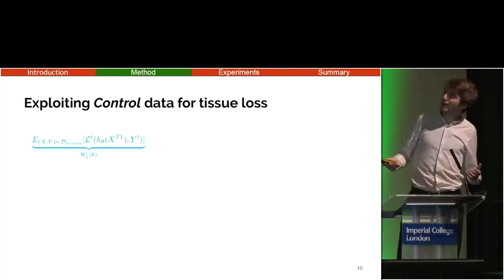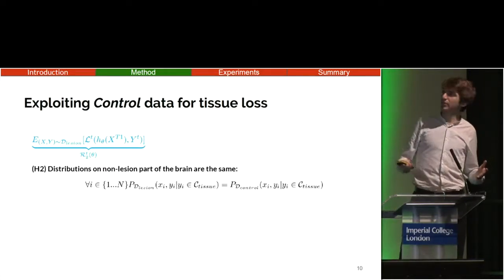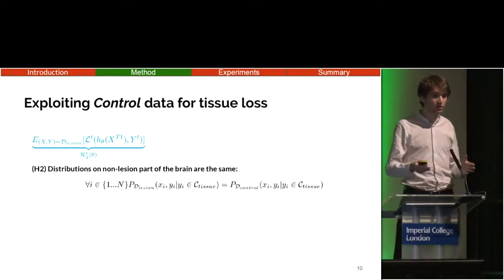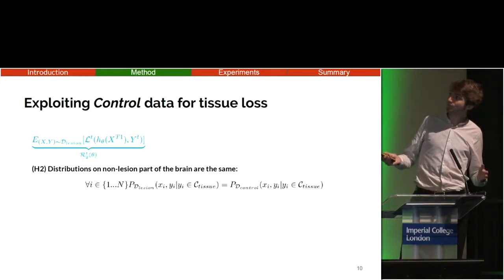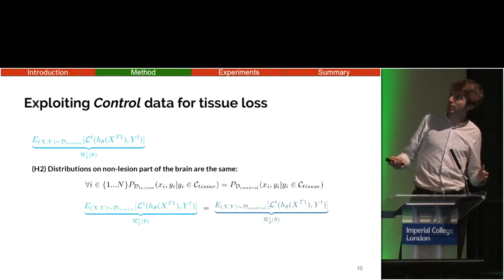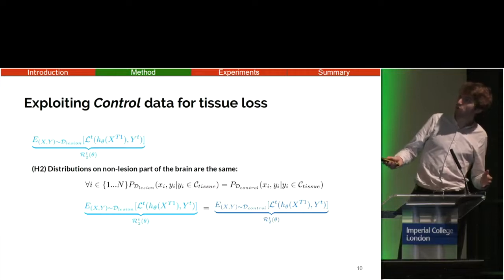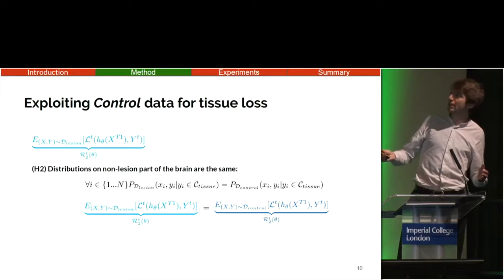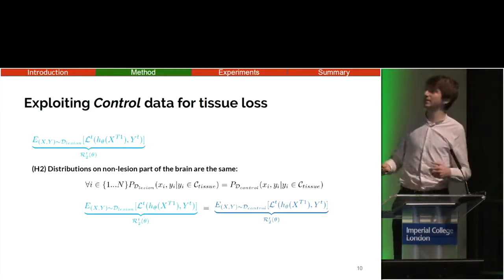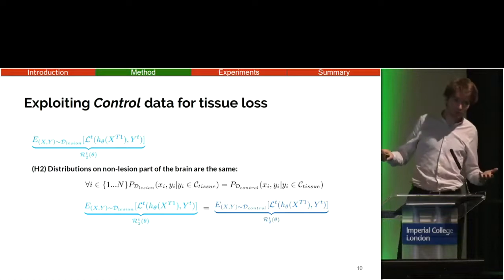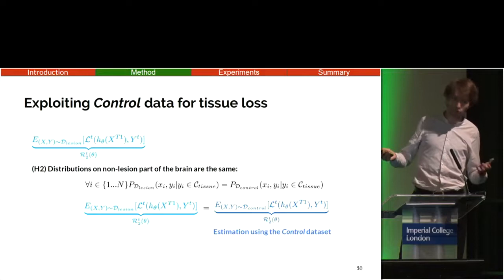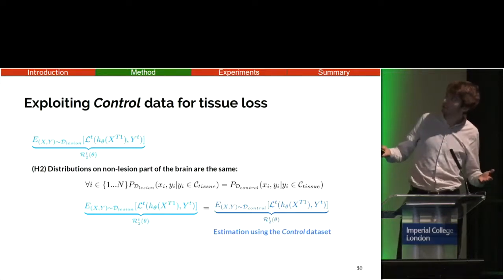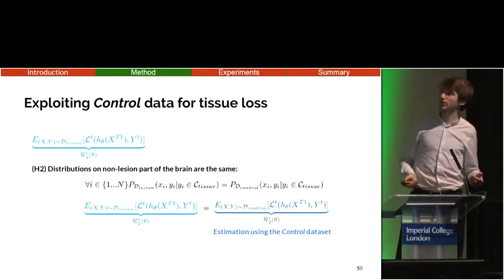However, if we make the assumption that the distributions are the same on the non-lesion part of the brain, in this case these two probabilities are the same. And so these two expectations will also be the same: the expectation on the data distribution of the lesion and the expectation on the control data distribution. Now we can directly estimate this expectation by using the control dataset, because we have access to the T1 scan and the tissue annotations.